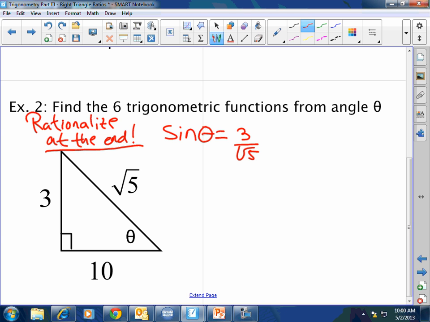Please, trust me. Because look, the cosecant now will equal, straight up, square root of 5 over 3. See? You don't have to rationalize 4 times then. See what I'm saying?